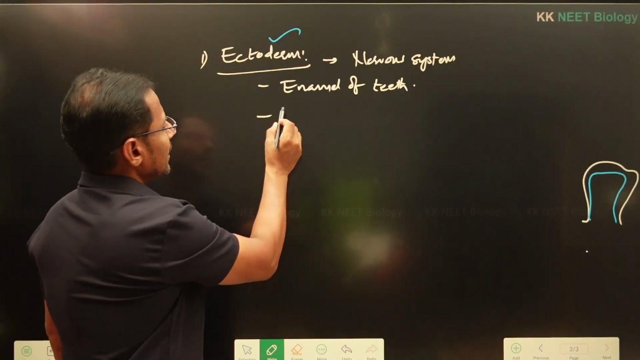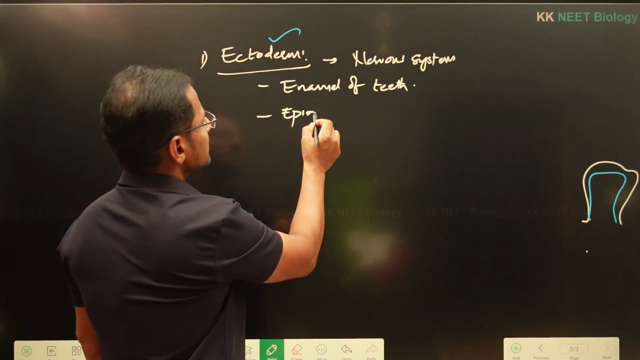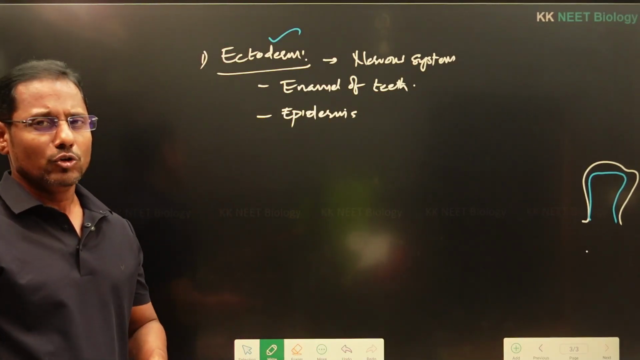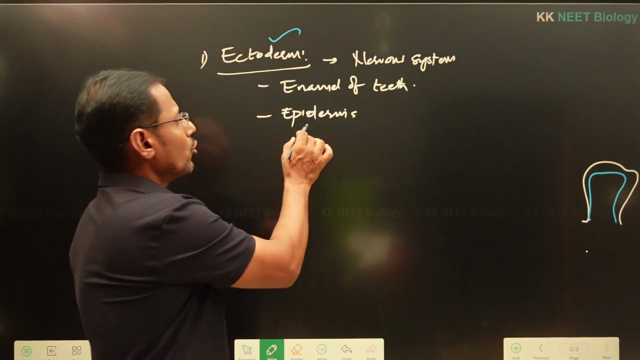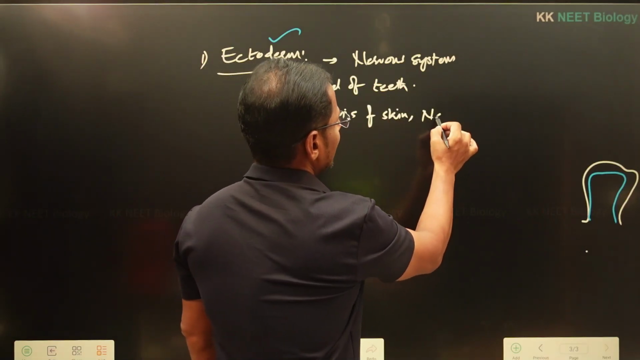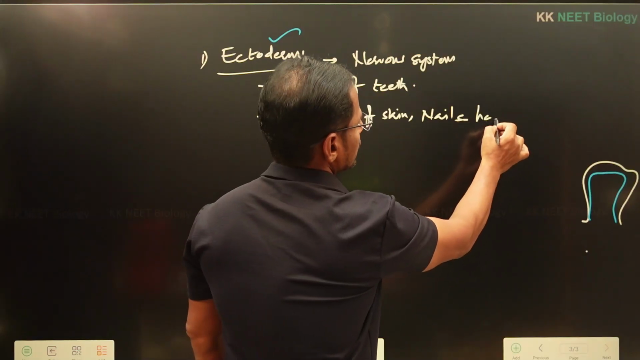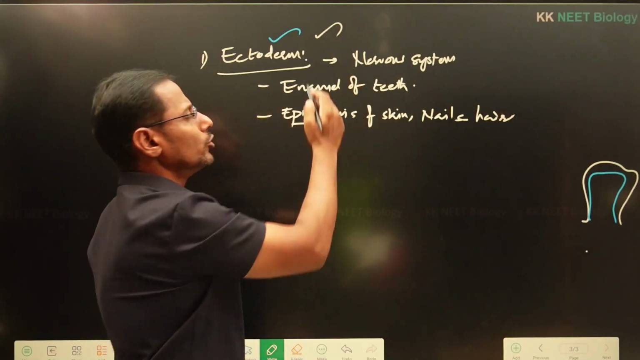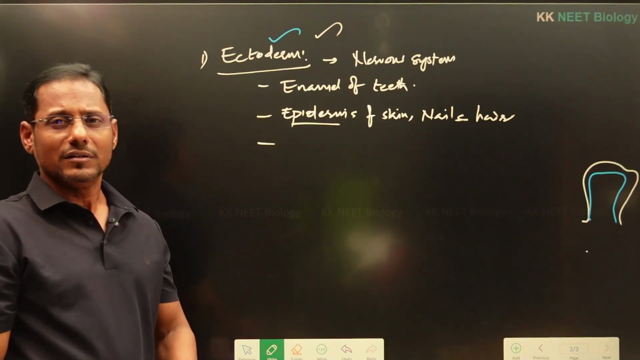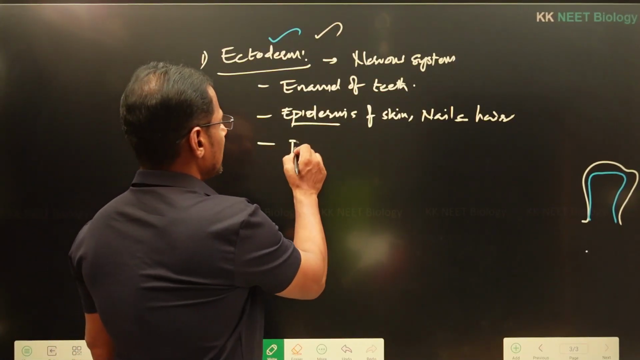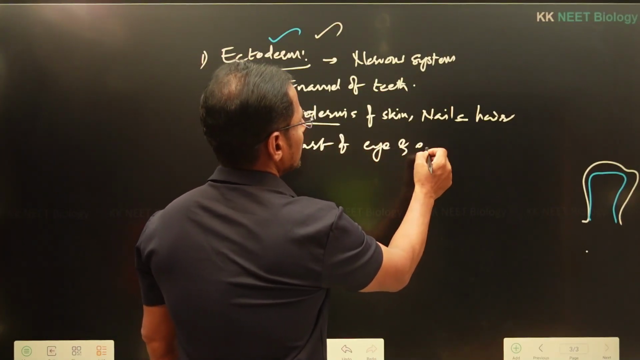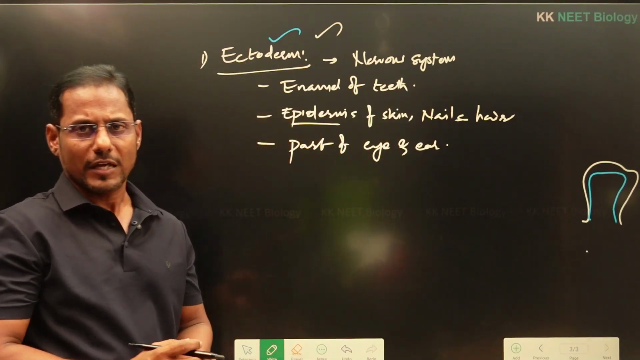And next, epidermis of skin. Skin has two layers, right? Epidermis and dermis. So the epidermis of the skin, as well as the nails and hair, are derived from the ectoderm only. And if we see the sensory organs such as ear and eye, part of the eye and the ear also develop from the ectoderm itself.